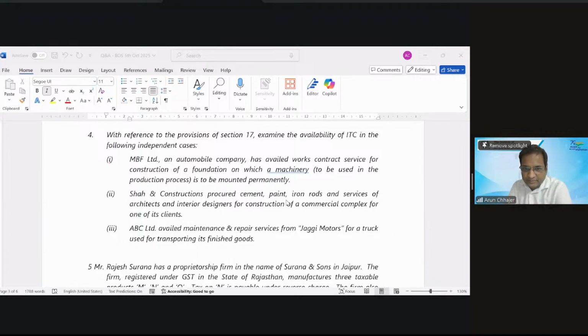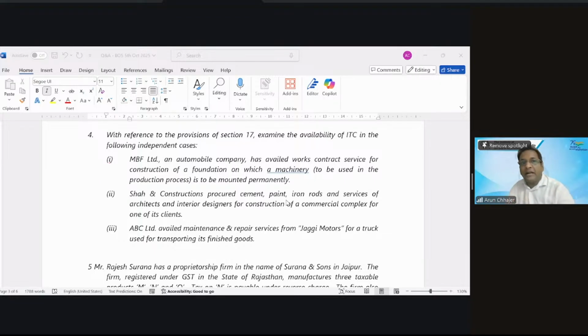Since purchasing the cement, iron in the course and furtherance of business, ITC would be available in the same line of business. Okay, not for his own account. So Yogesh is saying perfect. Harshit, I have seen the answer, and Sanjay.